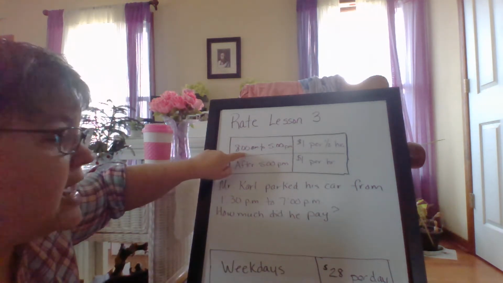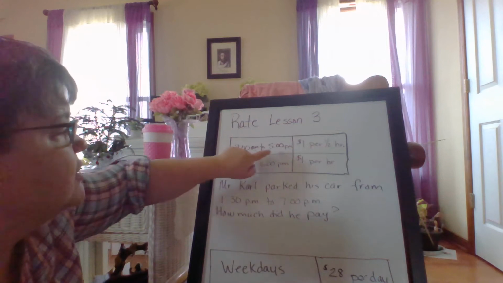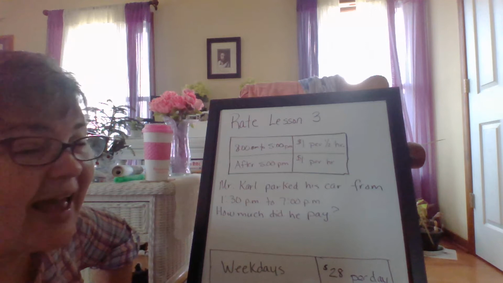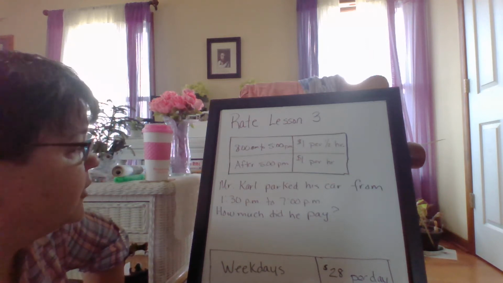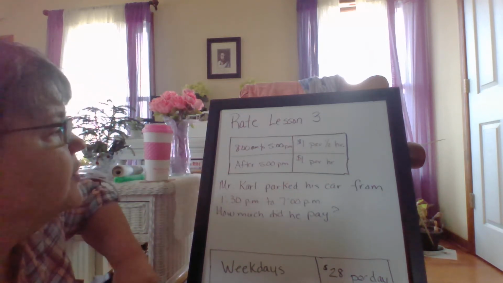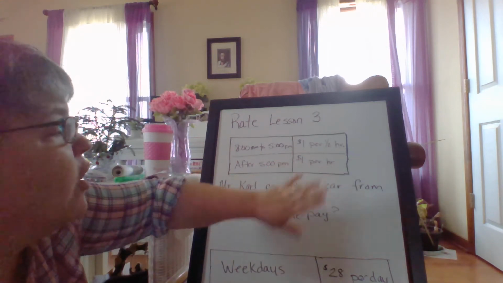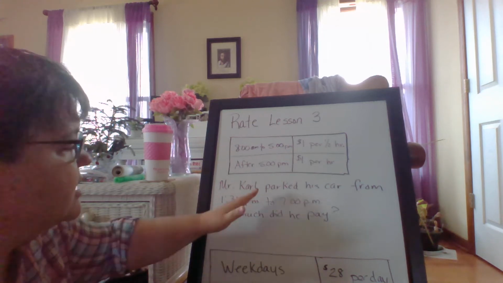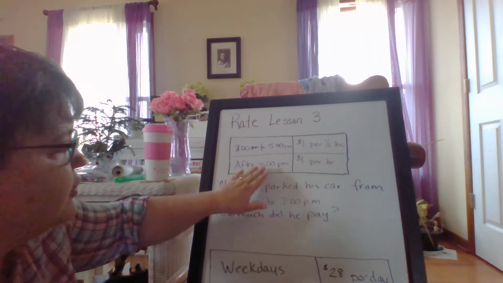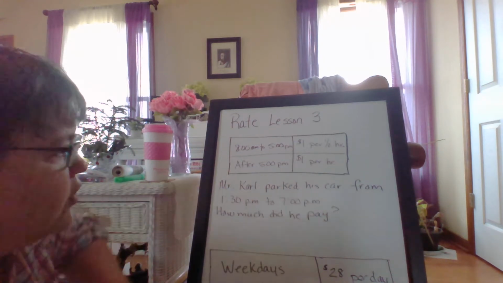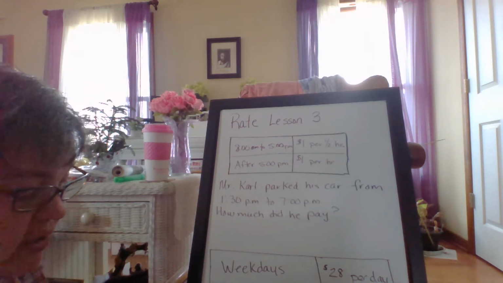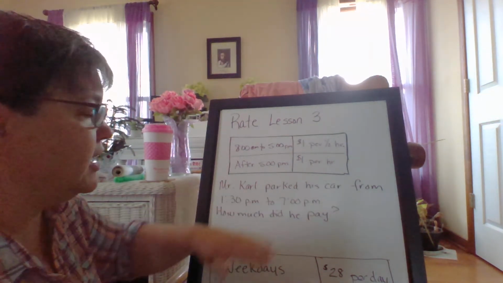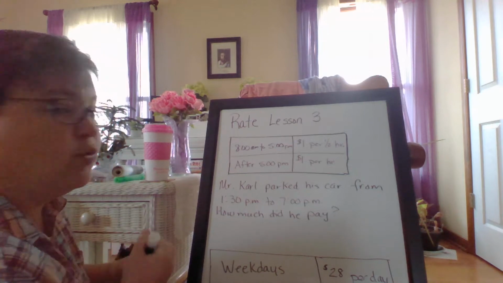From 8 o'clock a.m., a.m. is in the morning, to 5 o'clock p.m., that's in the evening, you're going to pay $1 for every half hour that you park there. But after 5 o'clock, you're going to pay $1 for a whole hour. So the first thing we have to do is separate this, because after 5, the charge is different than before 5 o'clock. So the first thing you need to figure out is how much time it is from 1:30 to 5.